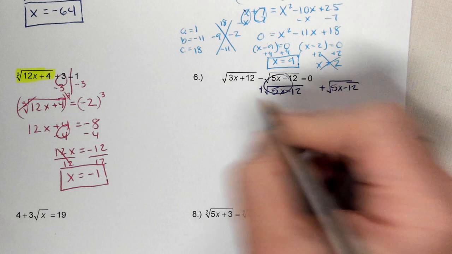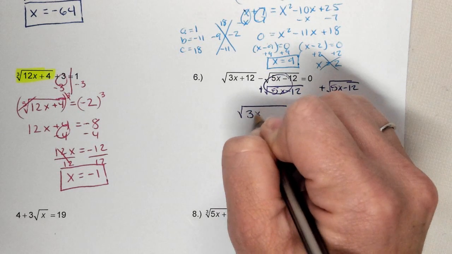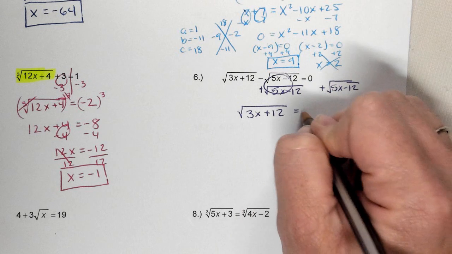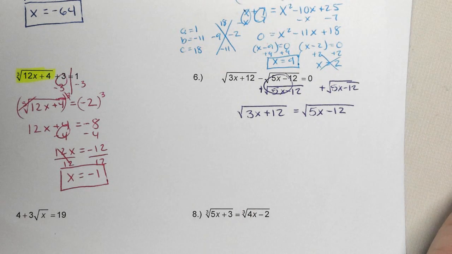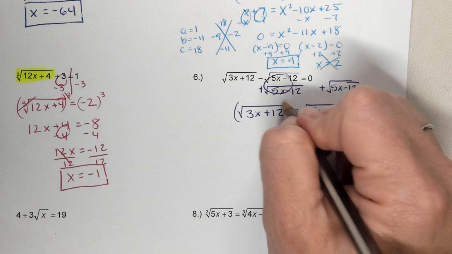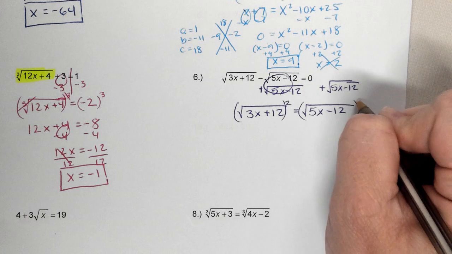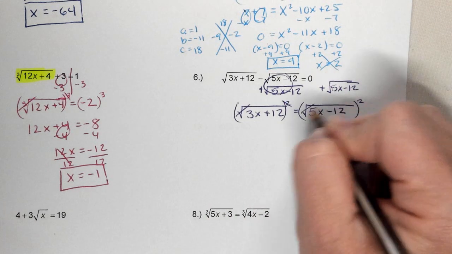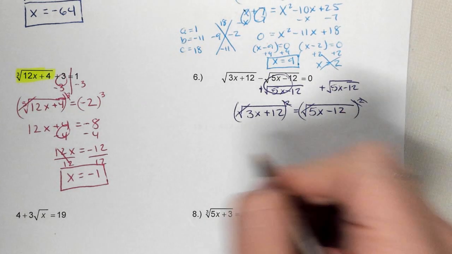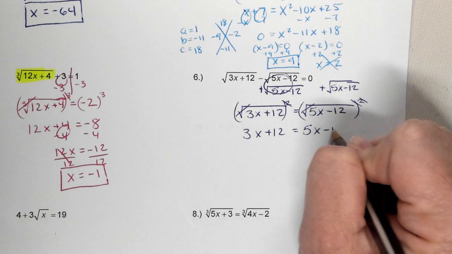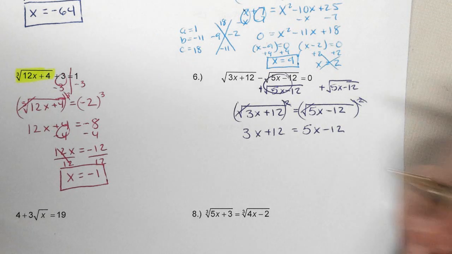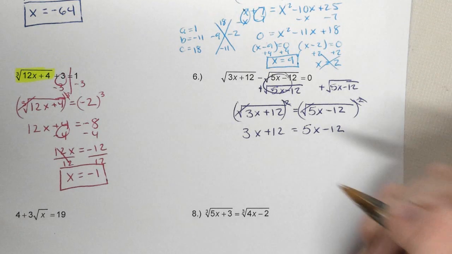This zeroes out, and I get the square root of 3x plus 12 equals the square root of 5x minus 12. Well, now I have a single square root alone, and this one's also alone, so when I square both sides, the square root cancels the squared on both sides. So I'm left with 3x plus 12 equals 5x minus 12. There's no more radical, and there's no squared. So the nice thing is I'm not factoring. I just need to solve.